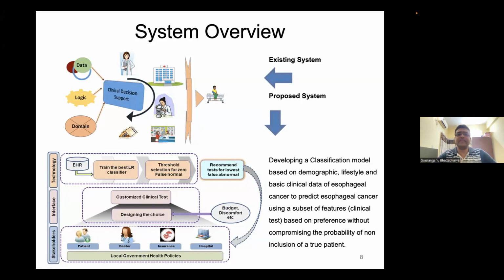In many cases the doctor would just use his or her knowledge to recommend the tests or the course of action. Our idea is: can the patient first get the recommendation for the tests, and then go visit the doctor? So that is the key idea.